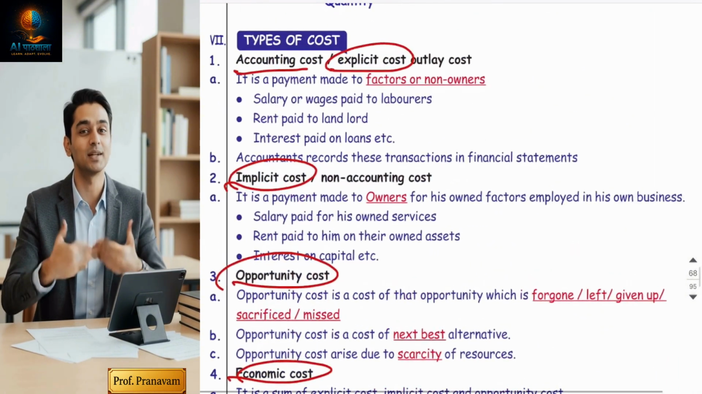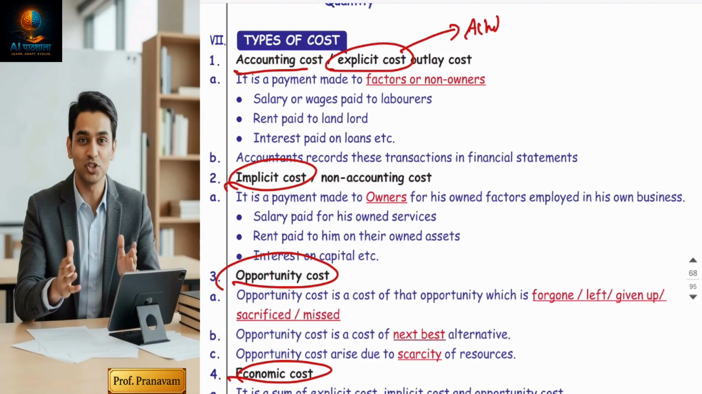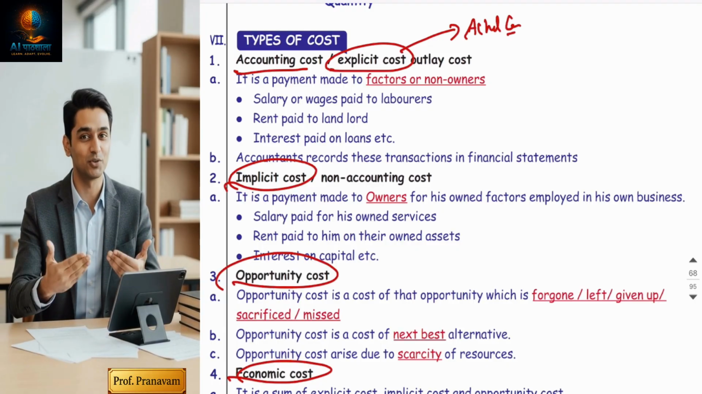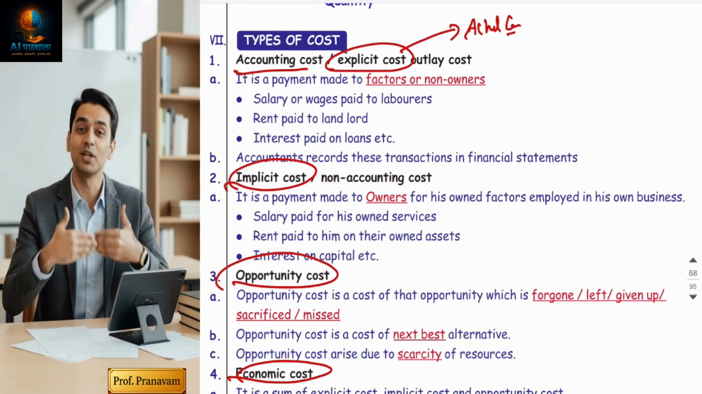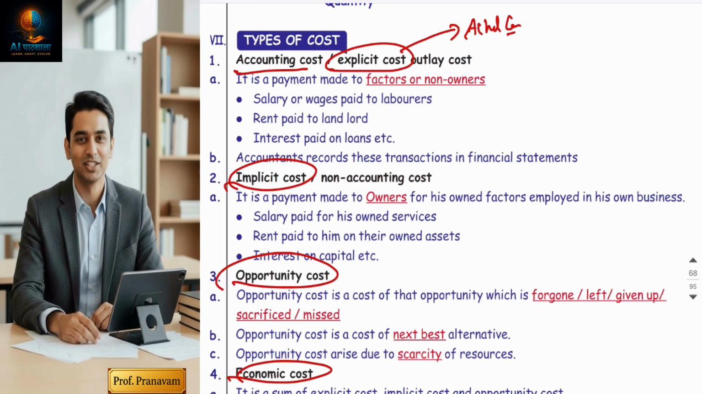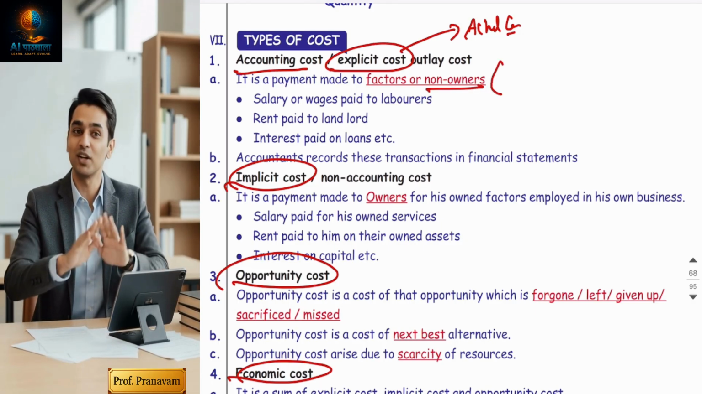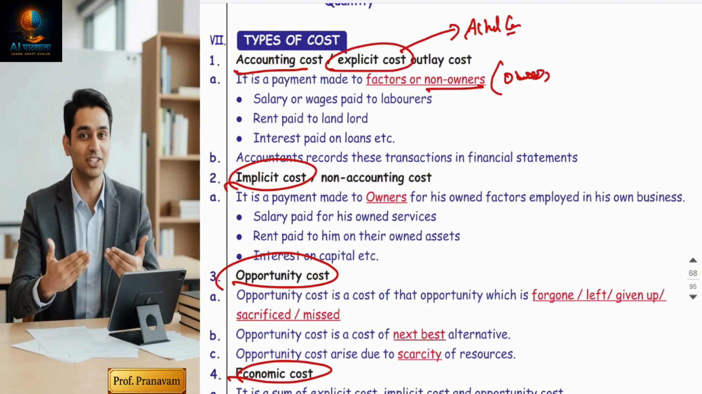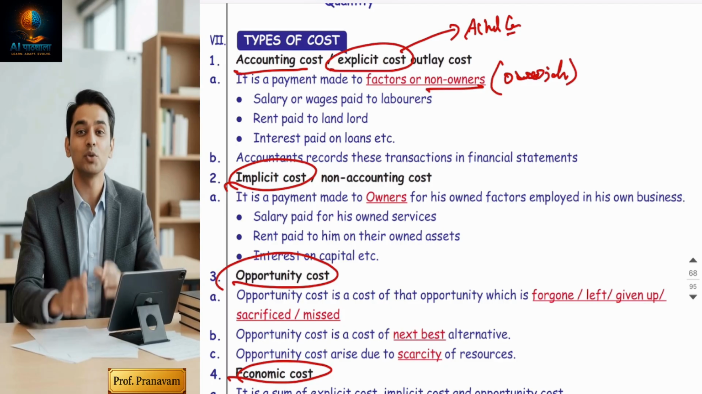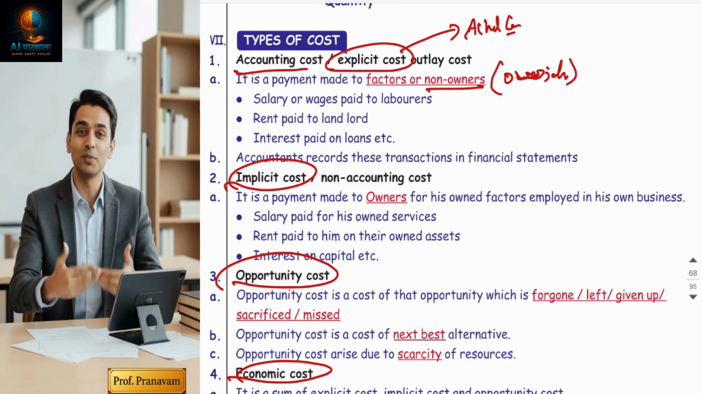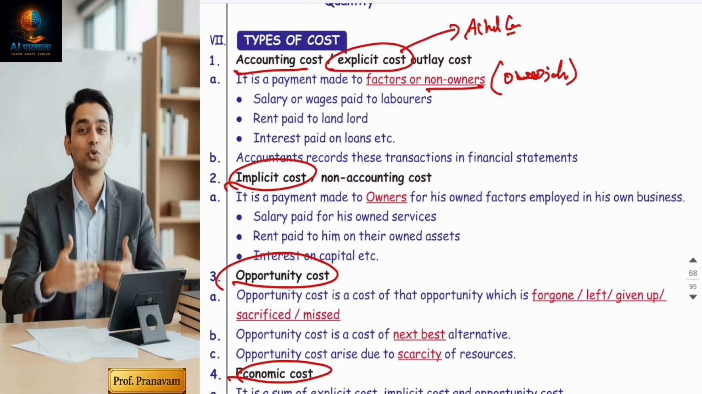So what is explicit cost? Explicit cost means it's my actual cost. It is my actual expenditure where real cash flow goes out. I have to make payment in monetary terms. It is paid to outsiders, non-owners, when you make payments like salary to the laborers, rent to the landlords, interest to the lenders on the loan. These are my actual expenditures, and it's called explicit.